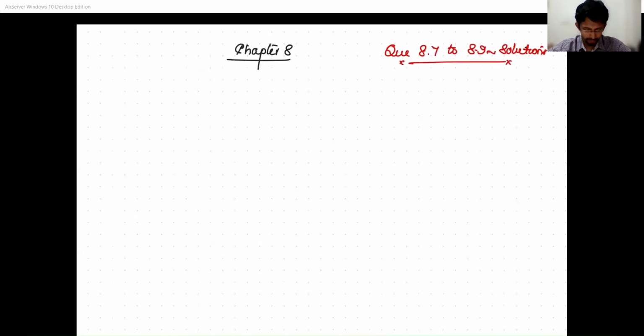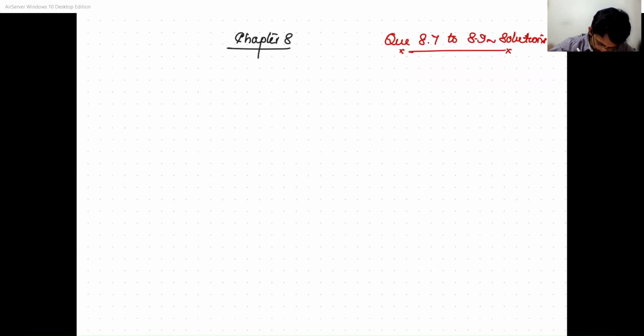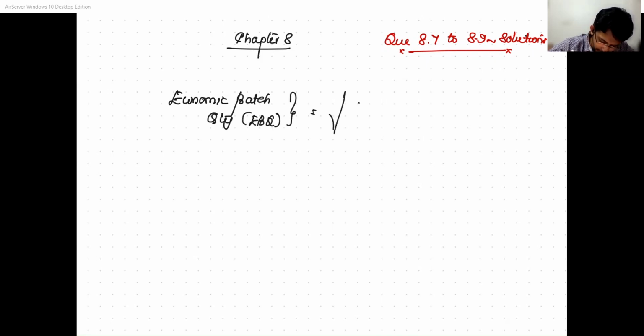The formula for economic batch quantity, or EBQ, is the square root of 2DS divided by C. Now, what is D? D stands for annual demand.